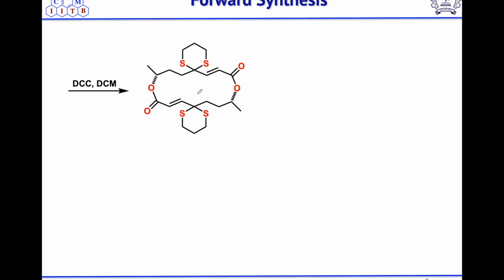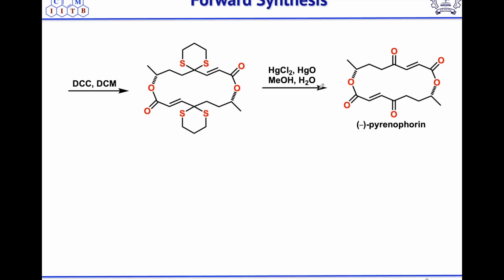Now the next job is to remove this 1,3-dithiane derivative. That could be done by treatment with HgCl2 and HgO in methanol-water. And you get this (-)-pyranophorin. This is how you can get (-)-pyranophorin. So we'll go to the next example.